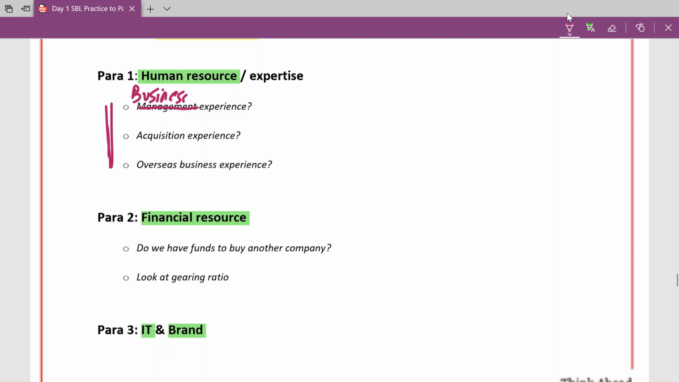And lastly, if it's an overseas acquisition, we need to see whether we have overseas business experience, yes or no. Just remember these three things, okay?